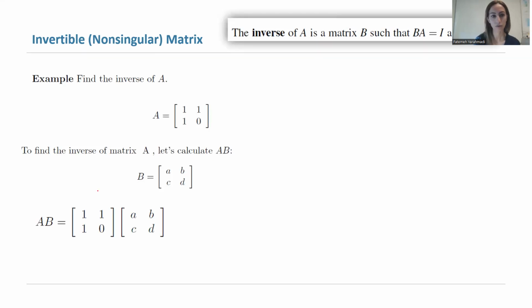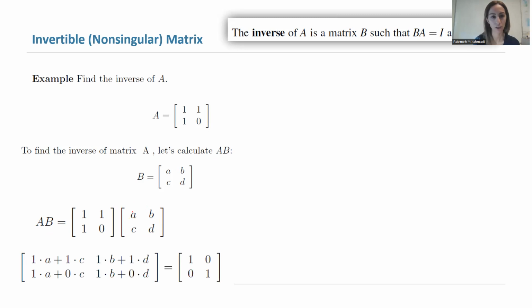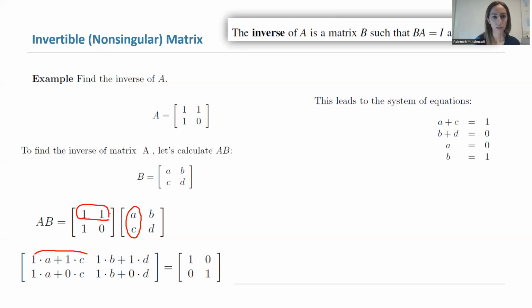So let us begin. Let us find the multiplication of A and B. This is your matrix A, and this is your matrix B with unknown entries. Let's do the multiplication. We are basically taking the first row and multiplying it by the columns. By multiplying, it means that we're finding the dot product. So 1 times A plus 1 times C is going to be the very first entry of the multiplication. Then you're going to take 1 and 1 and multiply by B and D. It gives you 1 times B plus 1 times D, which is basically your second entry.